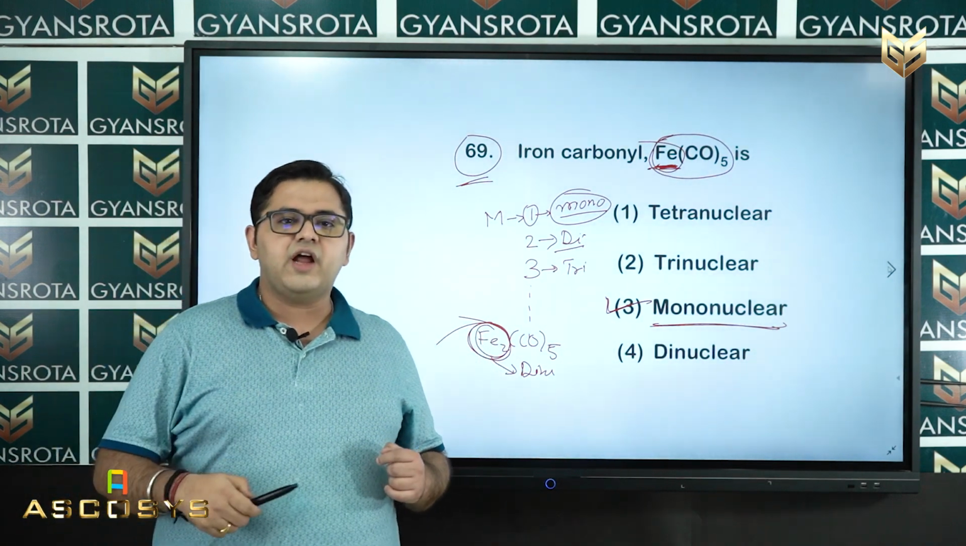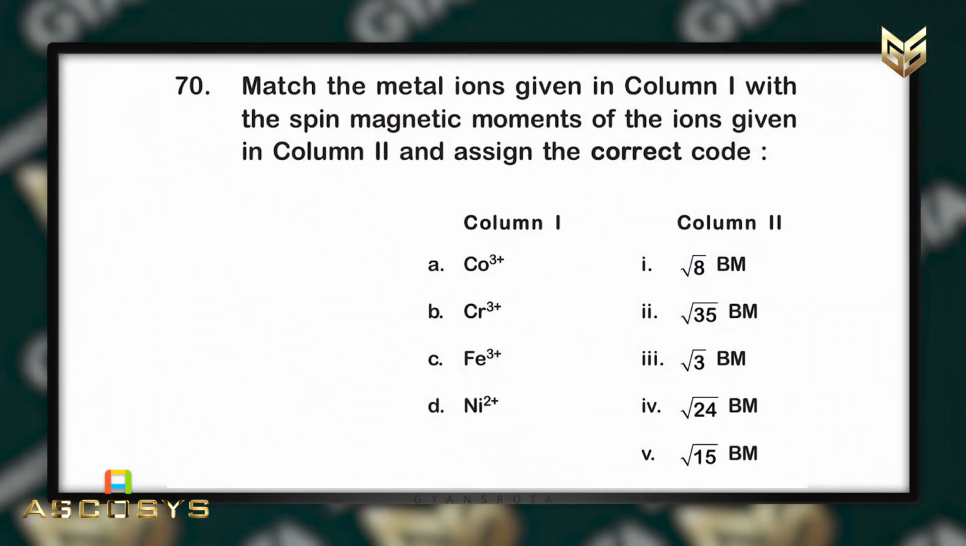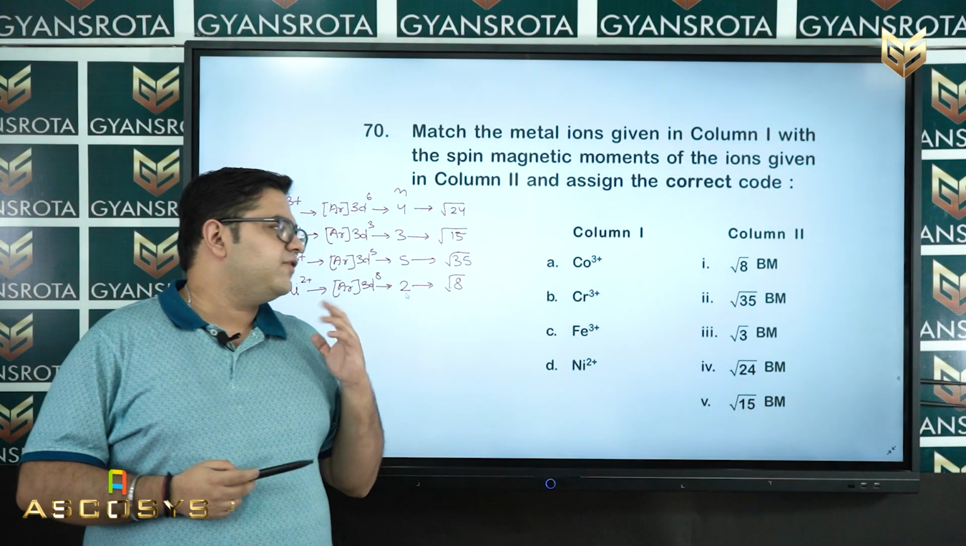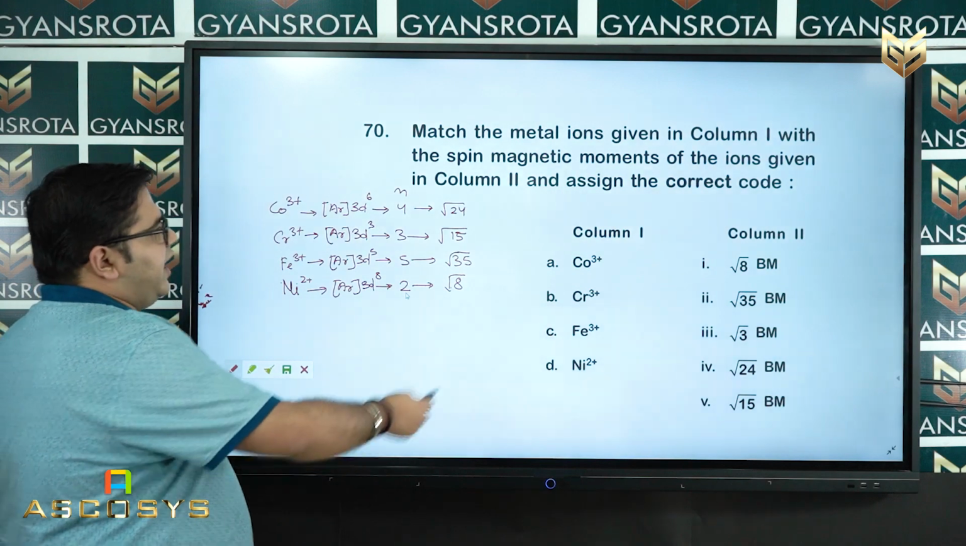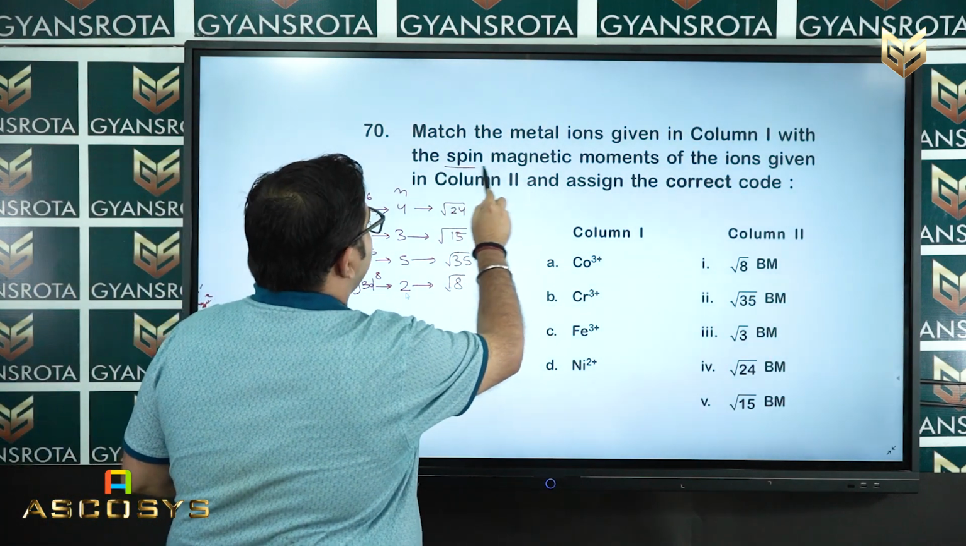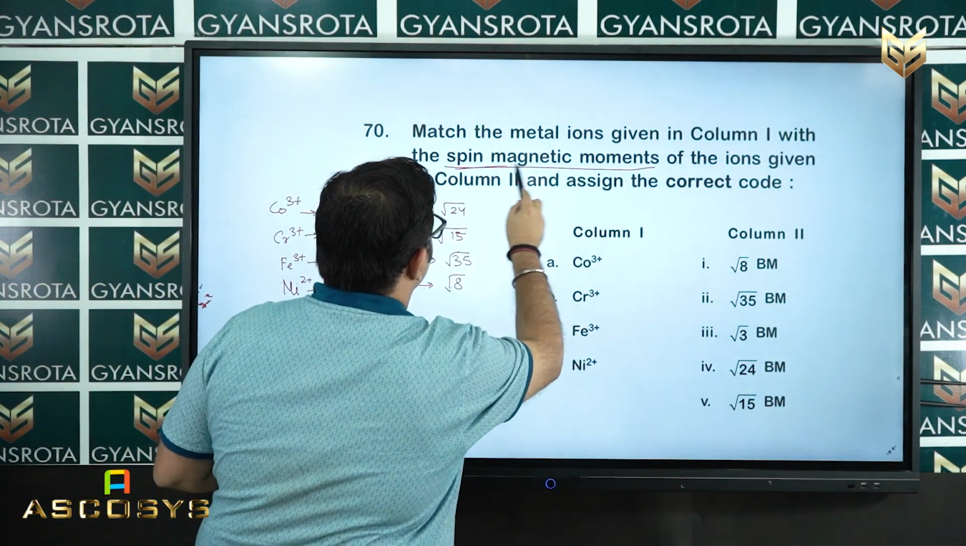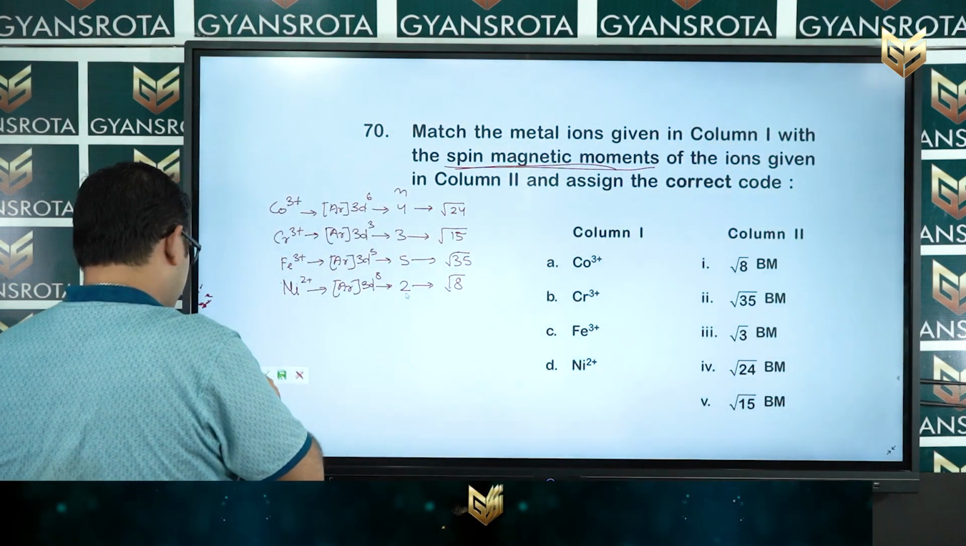Now, we are moving to another question, that is question number 70. So, question number 70 is on your screen. Match the metal ions given in column 1 with the spin magnetic moments of the ions given in column 2 and assign the correct code. So, we are moving to the solution directly. They ask about the spin magnetic moments. So, what is the formula?